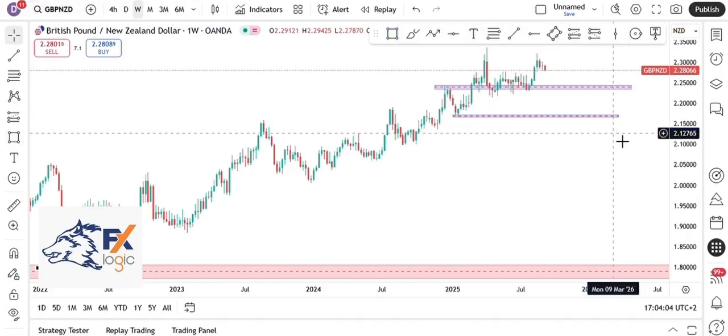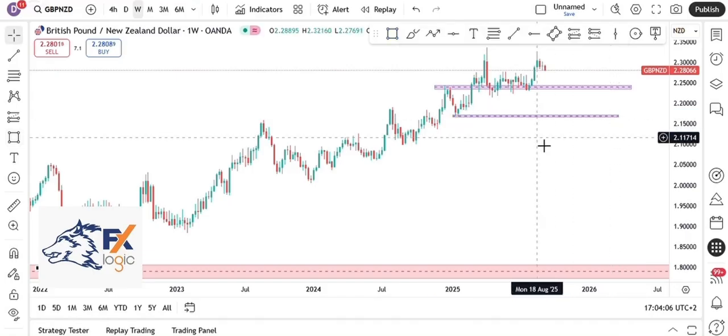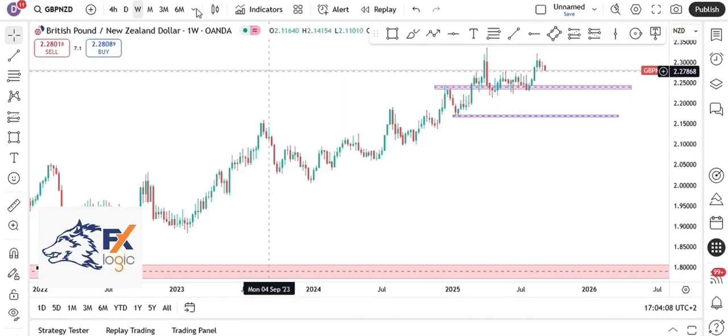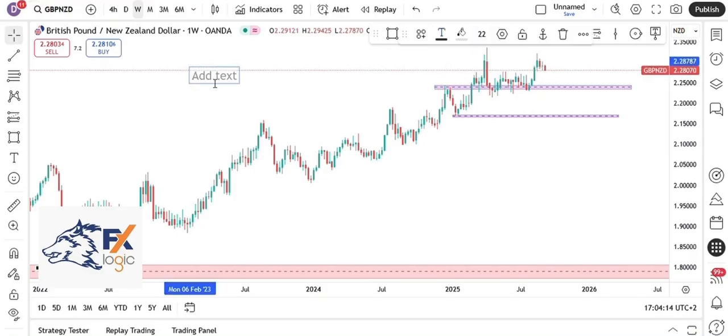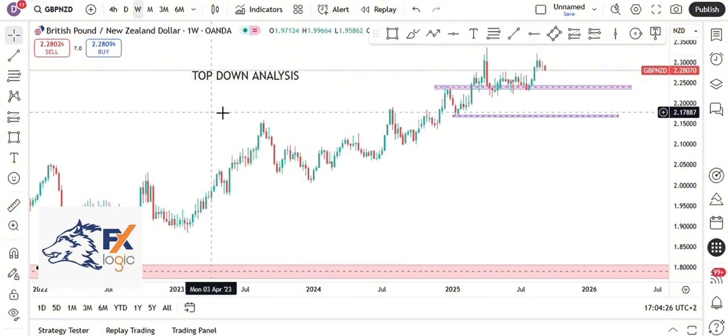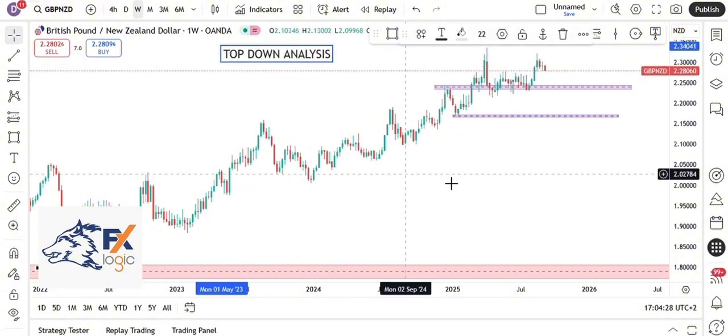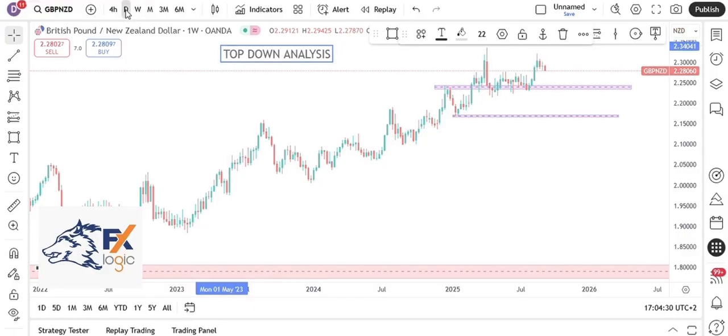The next thing we're going to do is analyze the daily. See, we're having the top-down analysis. This is top-down analysis. Right? So this is what we have. So right now we're going to the daily. We're scaling down to the daily to see what's going on there.